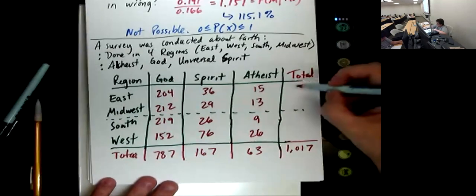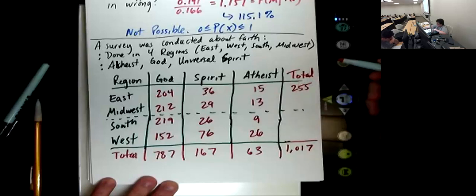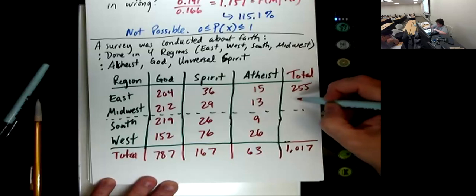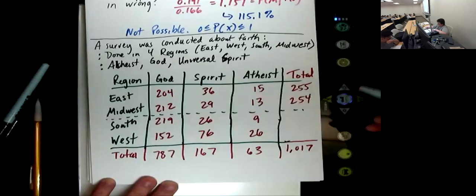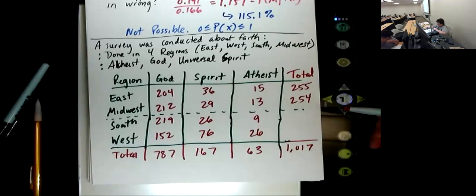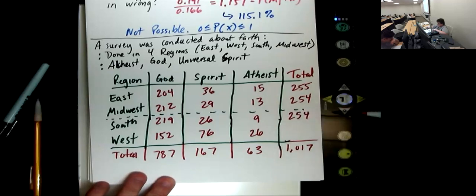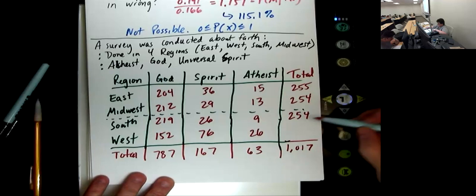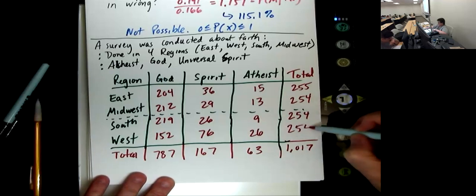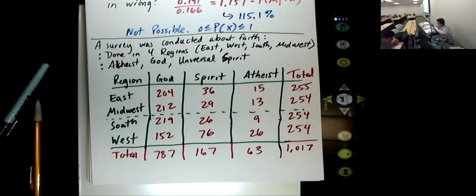I guess we could add sideways. This is 255, 225, and 29 is 254. 219 and 26 is 245, plus another 9 is 254. And 76 and 26 is 102, added to 152 is 254. So about the same number of people each region. That's what it looks like they were going for. Seems like a weird number to pick.